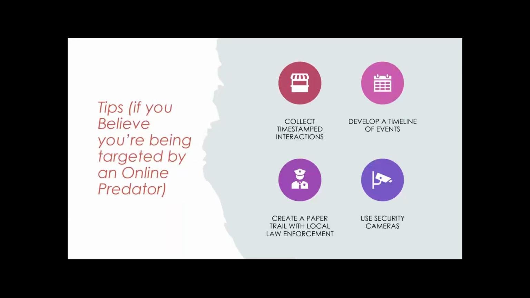These are some tips if you believe that you're being targeted by an online predator. I would collect time-stamped interactions that can show a timeline of events. This is important, especially if you're going to law enforcement, because it's important to create a paper trail. You want to show tweets, emails, texts, even communications through third parties. All of these small details will paint a very big picture of the things and actions that are taking place.